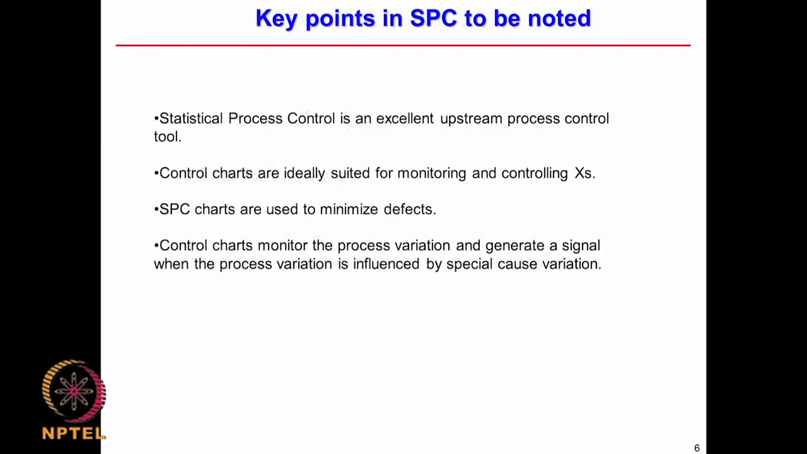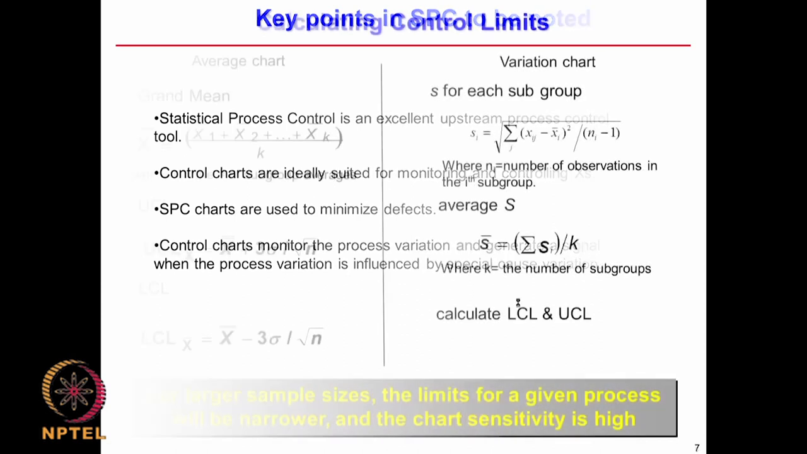So, it is an excellent upstream process control tool. Control charts are ideally suited for monitoring and controlling the x's. They are used to minimize defects, monitor the process variation, and generate a signal when the process variation is influenced by a special cause. So, like I said, suddenly the results change dramatically and go to a new set of values. Obviously, there is some special cause variation. It is not a random cause variation. I introduced the terms special and random cause a long time back.